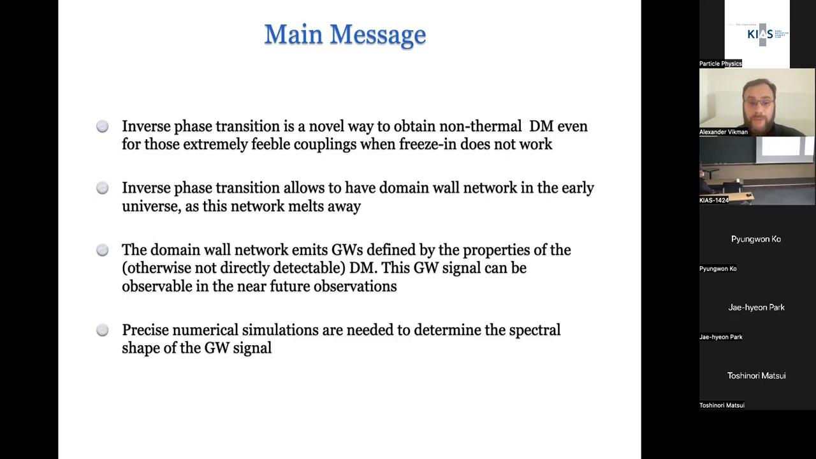So what we are lacking and what we need is precise numerical simulations to determine the proper spectral shape of this gravitational wave signal. This would be very interesting, but unfortunately none of us is a specialist in doing such numerical simulations. So we base our analysis on previous simulations, which were done on a system a bit different from what we are doing. Therefore, there is some uncertainty there, but we think there are good reasons why we can apply the results, at least with some reservations.